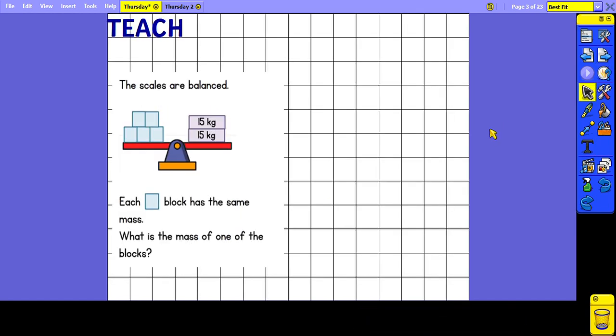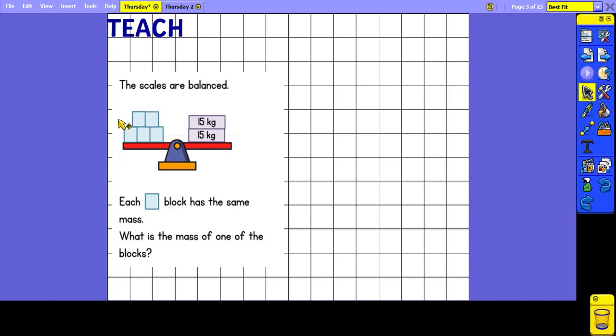Here is our first problem that we're going to solve today. This will be an example, so I will go through how to answer it and then give you two very similar questions to answer afterwards. So the question says, the scales are balanced. Each blue block has the same mass. What is the mass of one of the blocks?